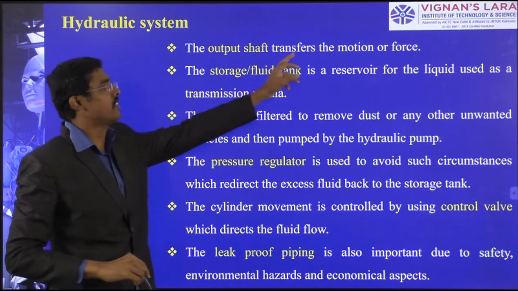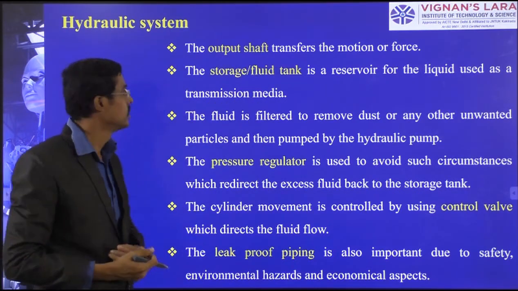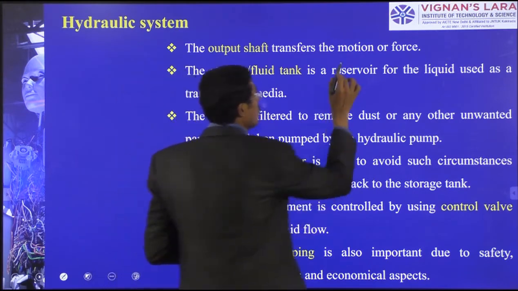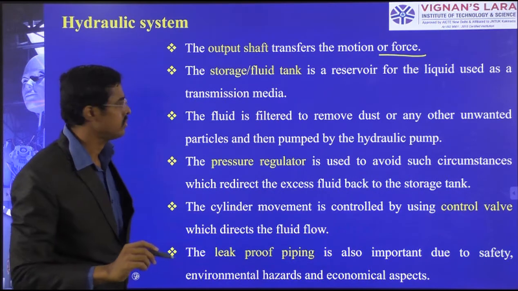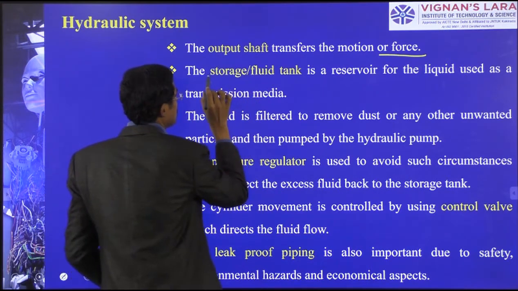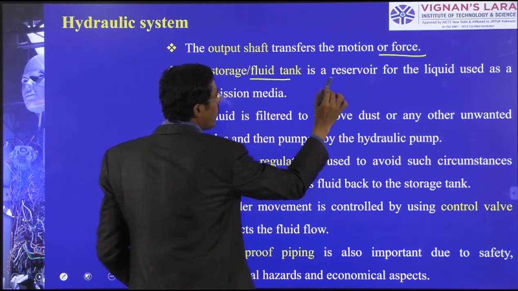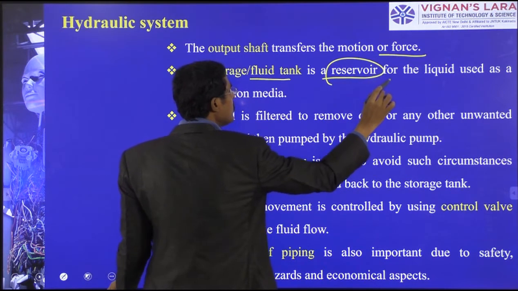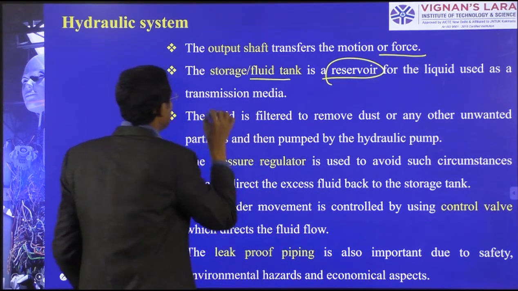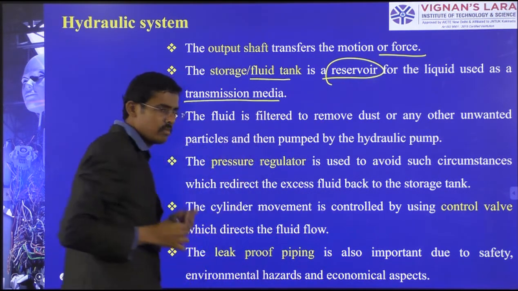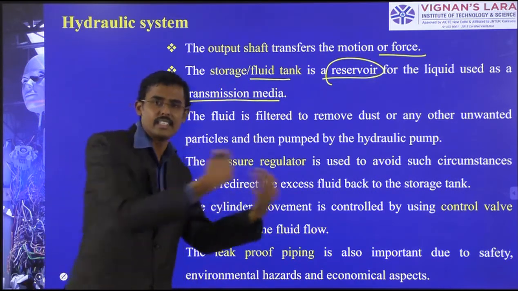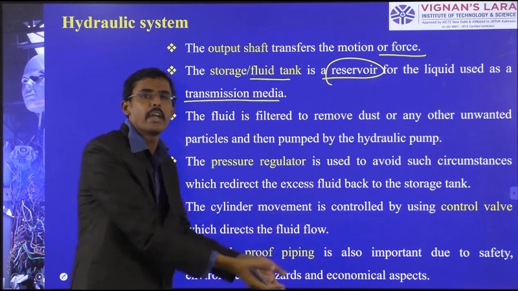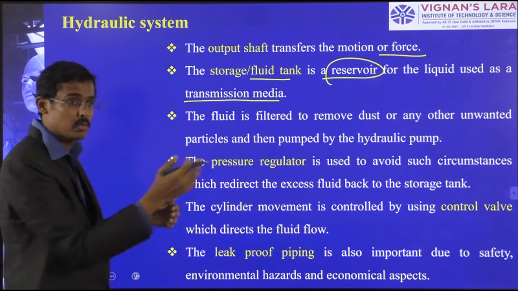The output shaft transfers the motion or force. The storage of fluid tank, this is nothing but a fluid tank, is a reservoir for the liquid used as a transmission media. So from the reservoir, it transfers the fluid from one end to the other end. It takes place from up and down action, that is actuating.